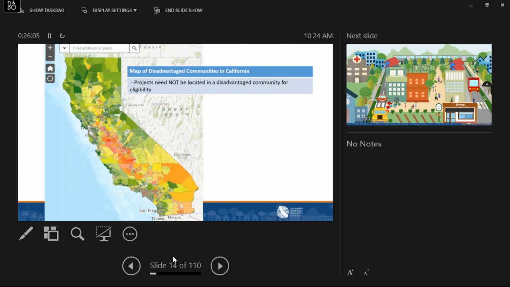We don't have any scoring requirements around disadvantaged communities. We hit those targets naturally. So your project does not need to be located in a disadvantaged community in order to be eligible for this program, just an important note. And you don't receive extra points for being located in a disadvantaged community.